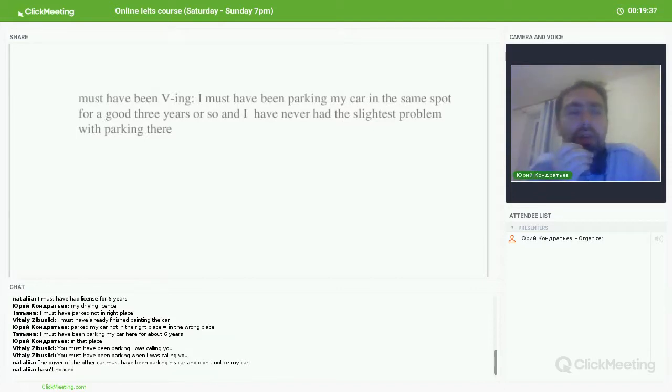So, and hasn't noticed my car. It means you are standing near your car and writing a letter. But you're talking about a situation in the past. He didn't notice. You can say probably. Here it's just past continuous. The driver of the car was probably parking his car, or it was likely that he was parking his car, but not this situation, unfortunately. So it's I must have been doing something until now. Right.